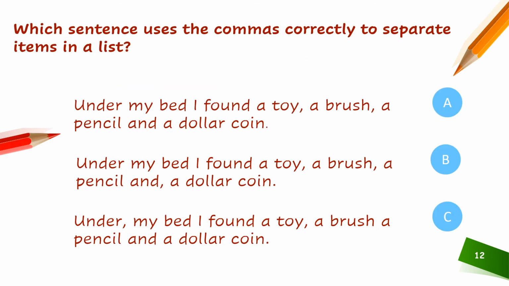Now it's your turn. I want you to read these three sentences carefully. They're exactly the same except for the placement of the comma. Which one is correct? Have you found it? Number A is the correct one. In the B, we put a comma after the word and. In C, there was a comma after the first word. It should have read, under my bed I found a toy, a brush, a pencil, and a dollar coin. Once again, I've got my commas between my series of things, and between the last two items, I've just got the word and.